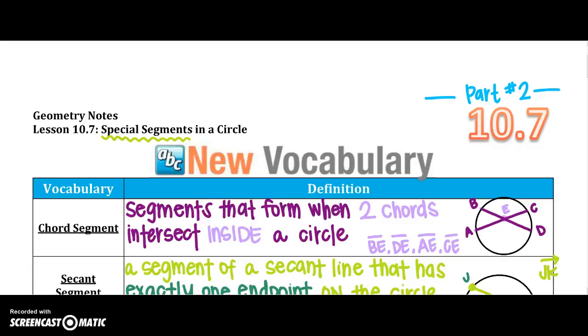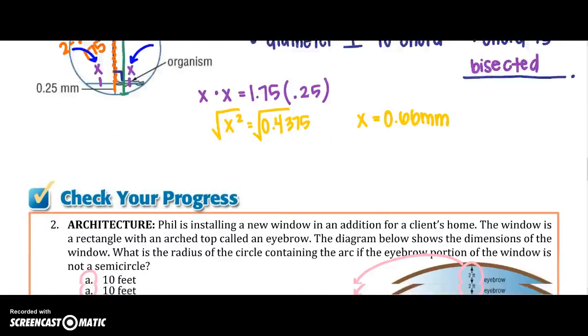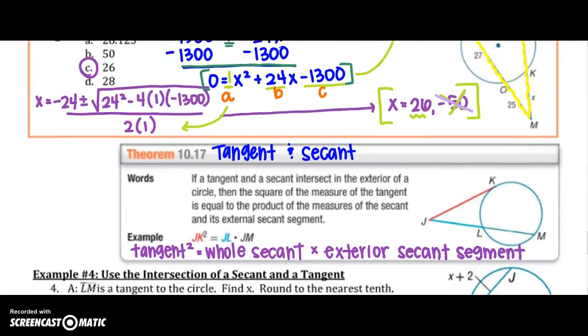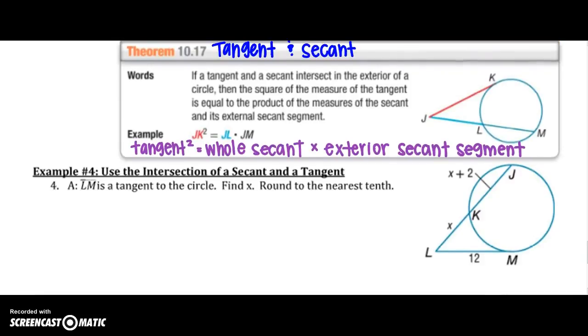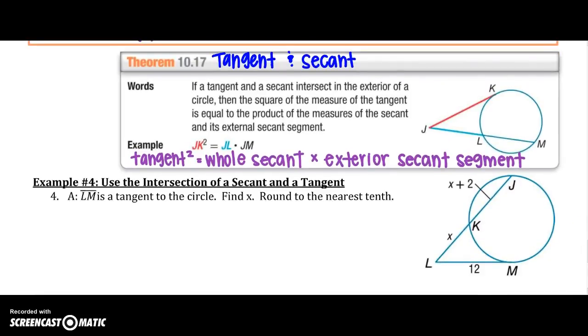Welcome back to section 7 of chapter 10, talking about circles, and this section is talking about the special segments of a circle. So I think we have a little bit left to go over, and we are here with Theorem 10.17 that talks about a tangent and a secant. So remember, a tangent is JK, just touches the circle once, and that secant segment would be JM, having an endpoint on the circle as M, and going inside and outside the circle.